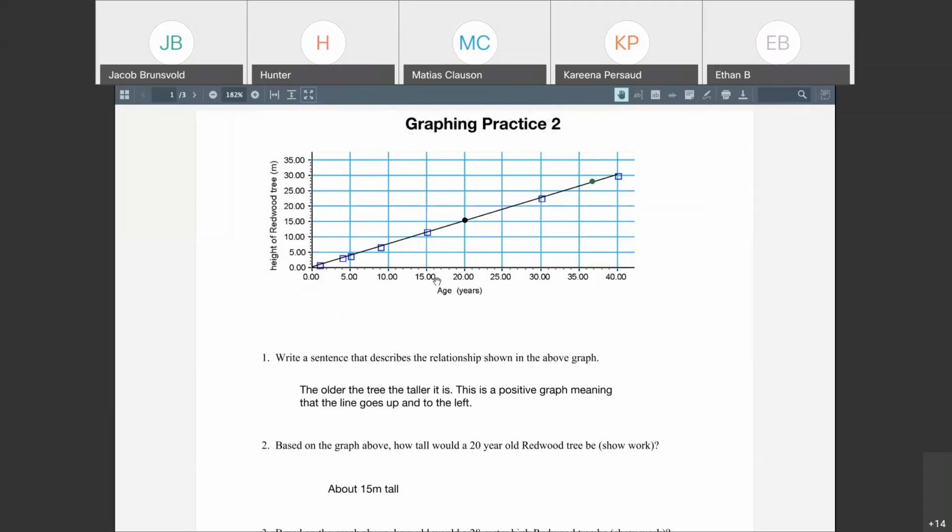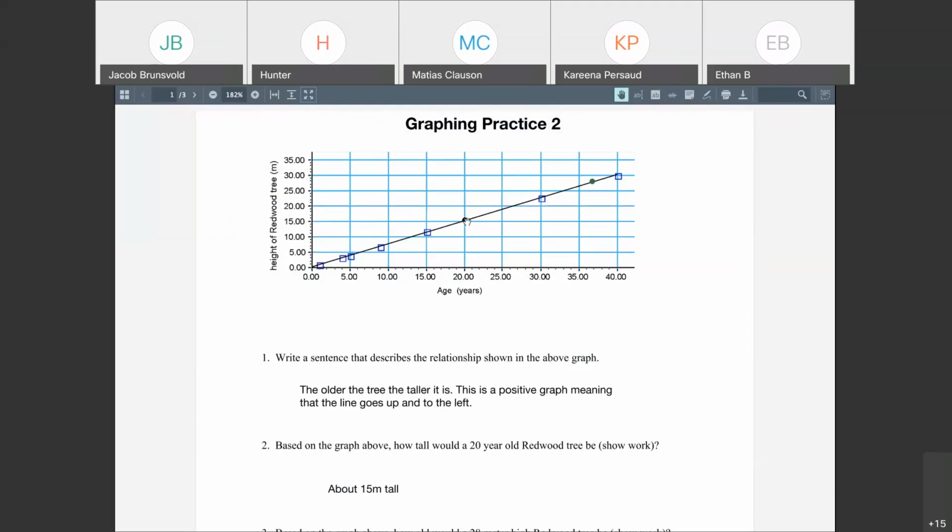Did not show work. I don't know if I agree with that. Because 20-year-old redwood tree right here, and then you follow it up. Oh, look, he made a black dot right here. And then if I follow that over, I know that that goes over to 15. So you really don't have to show any more work than that. You could draw lines here and here if you wanted to. If you know how to find the equation of the line, you could find the equation of the line and show work that way. But I'm not looking for a lot of work here. The dot is fine. That's a great way to show work.